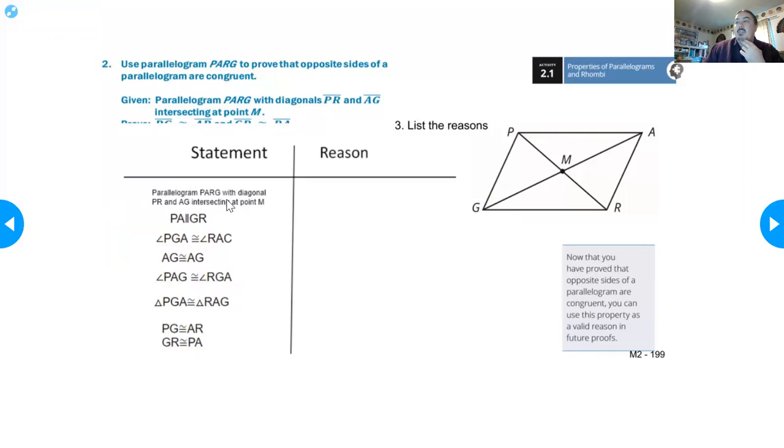Why can you say this first statement, parallelogram PARG with diagonals PR and AG intersecting at point M? Why can you say that? Well, they told us right here at the very top. That's a given, right? Why are you saying this piece? What's going on with this piece? Make sure you can list all those parts. And why are you listing those parts? Give me those reasons.